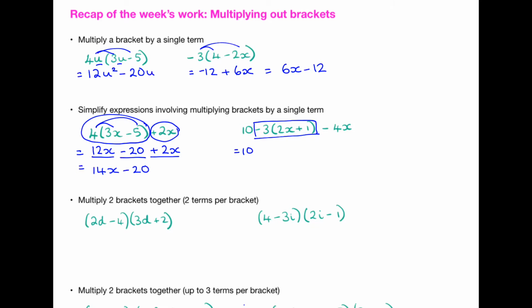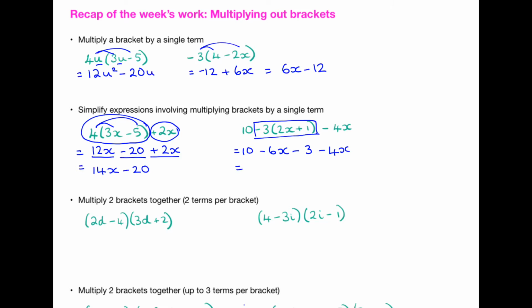So negative 3 times 2x, that's going to give us negative 6x. And then the negative 3 times the positive 1 gives us minus 3. And then don't forget, we've got that minus 4x on the end.